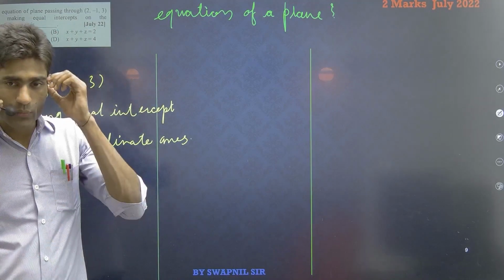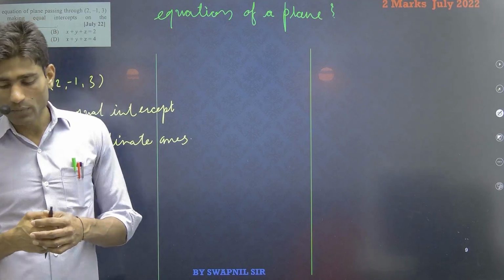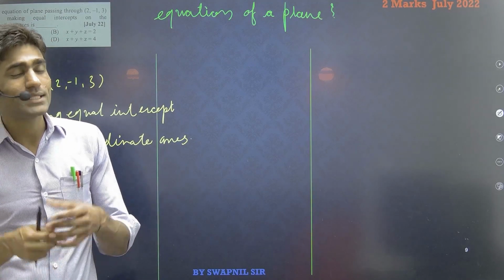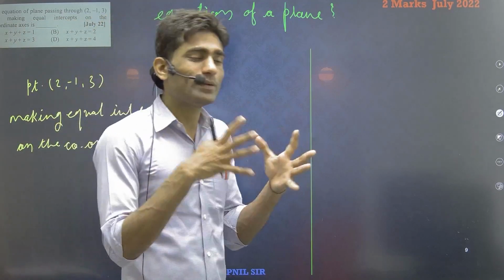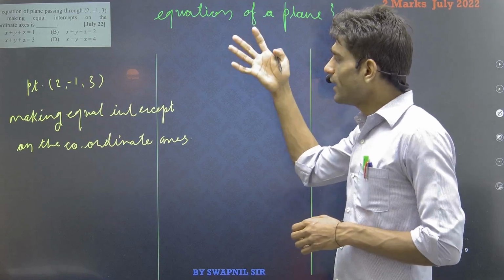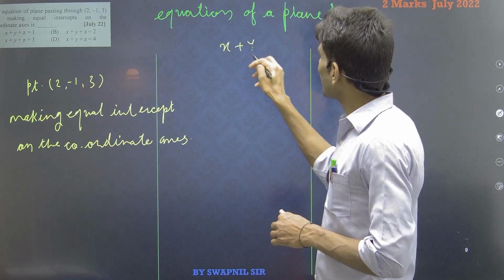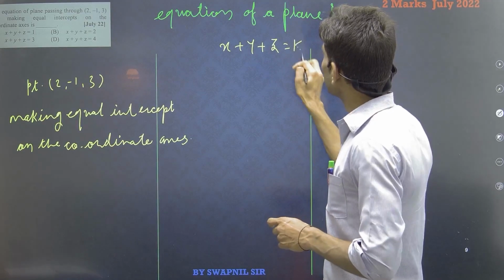So we know that the equation of a plane making equal intercepts on the coordinate axes can be written as x + y + z = k. We can write the equation of a plane making equal intercepts on the coordinate axes as x + y + z = k here.